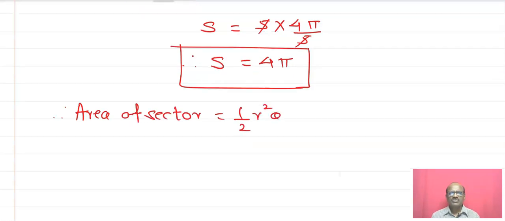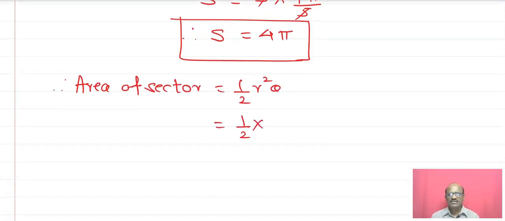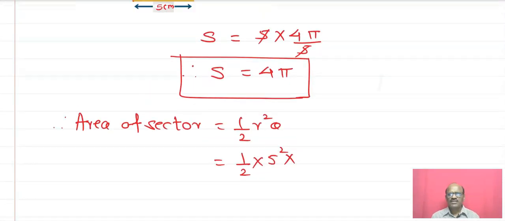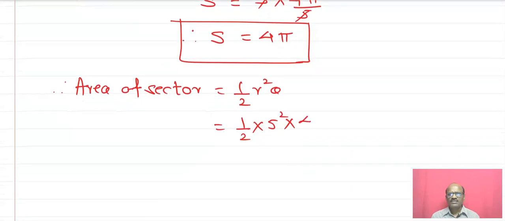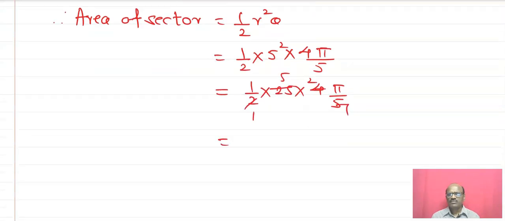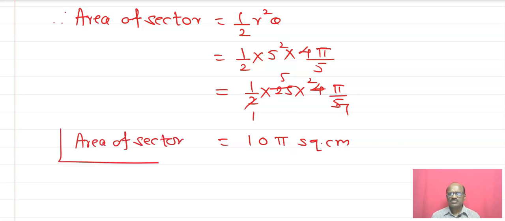Area of the sector is equal to 1 upon 2 r square θ. That is 1 upon 2, substitute the values of the radius, 5 square into 4π upon 5. And it comes 25 into 4π upon 5, and that is equal to 10π square centimeter. This is the area of the sector.